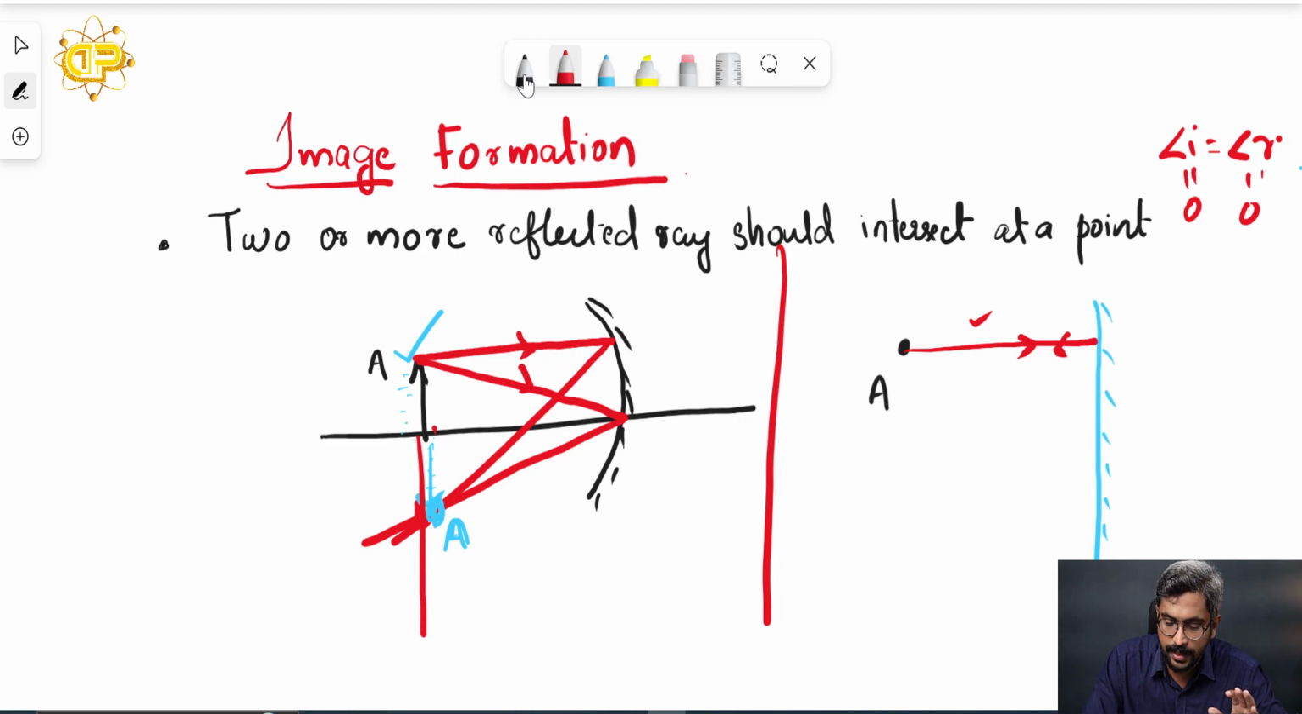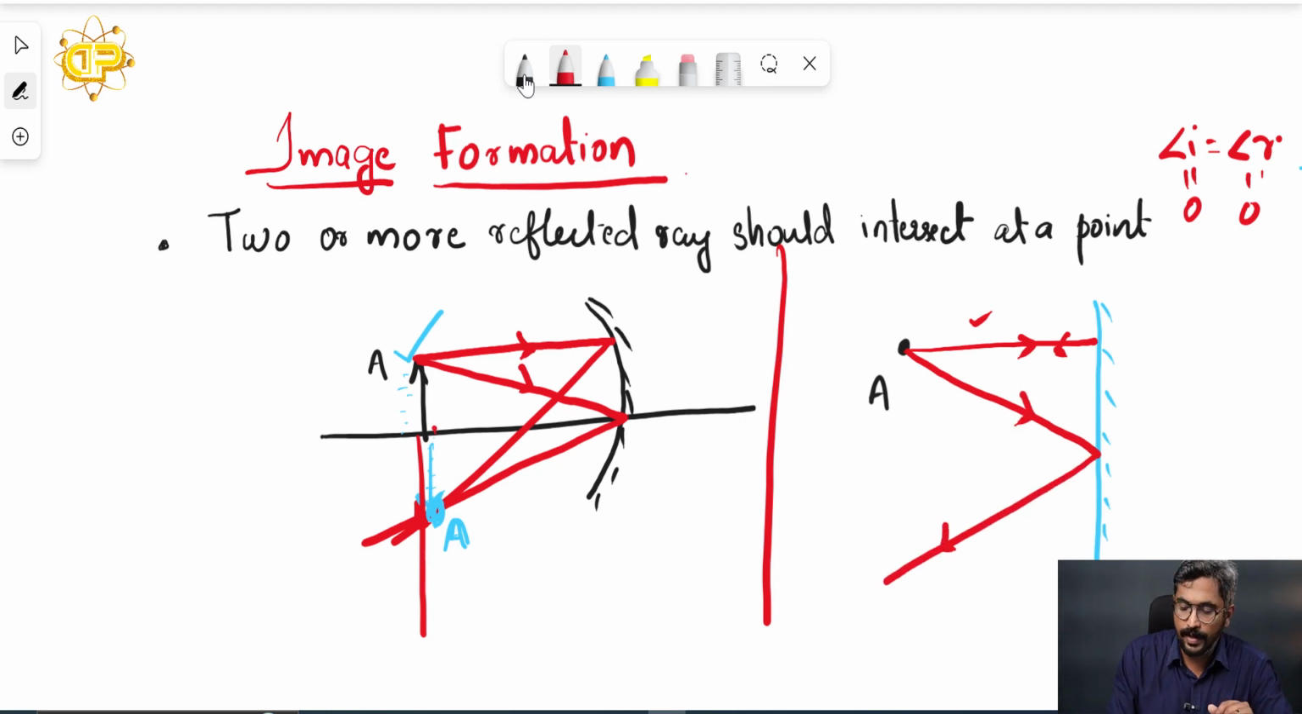Just imagine this is the case. Now another ray is coming and falling like this, then definitely it will reflect and go like this. For example, if I state that there is a normal here, then this angle should be equal. We can see that there is no way for these reflected rays to intersect. In real, they will not intersect.